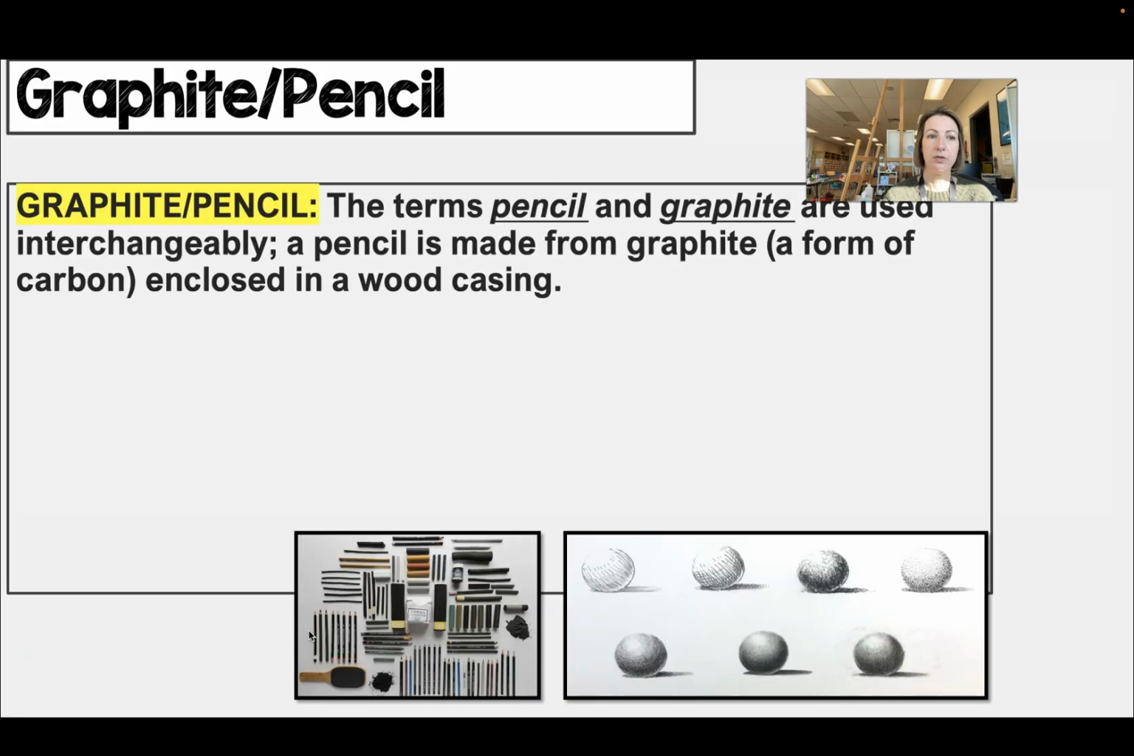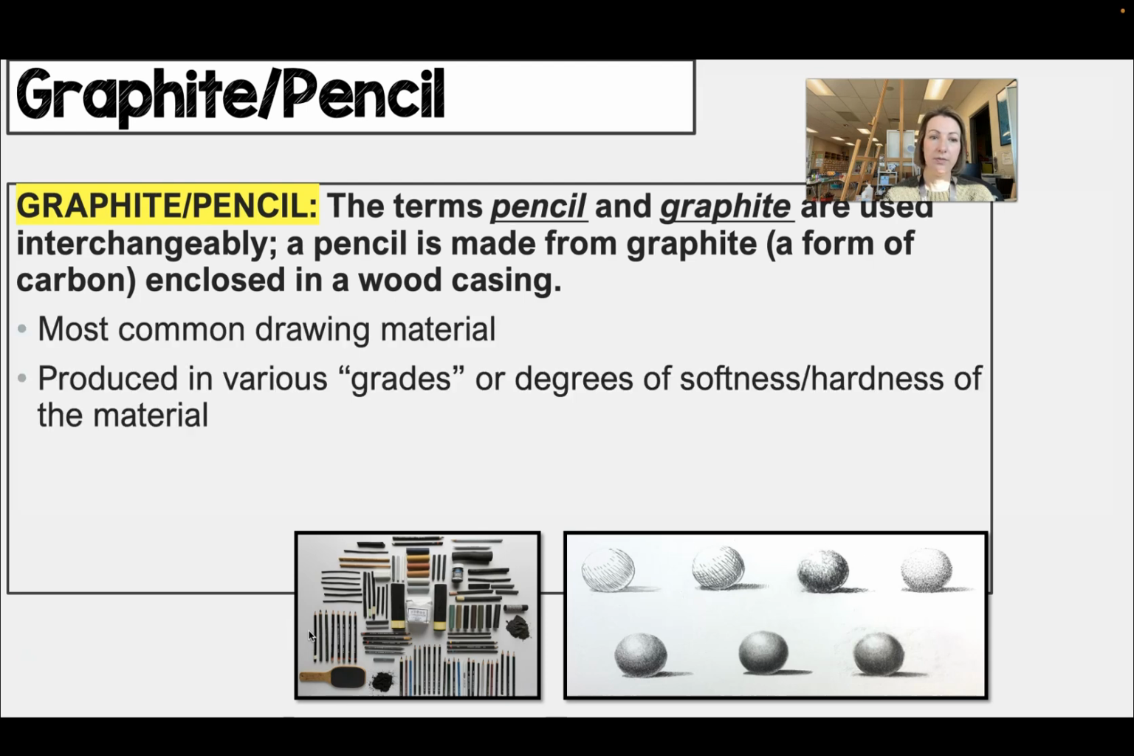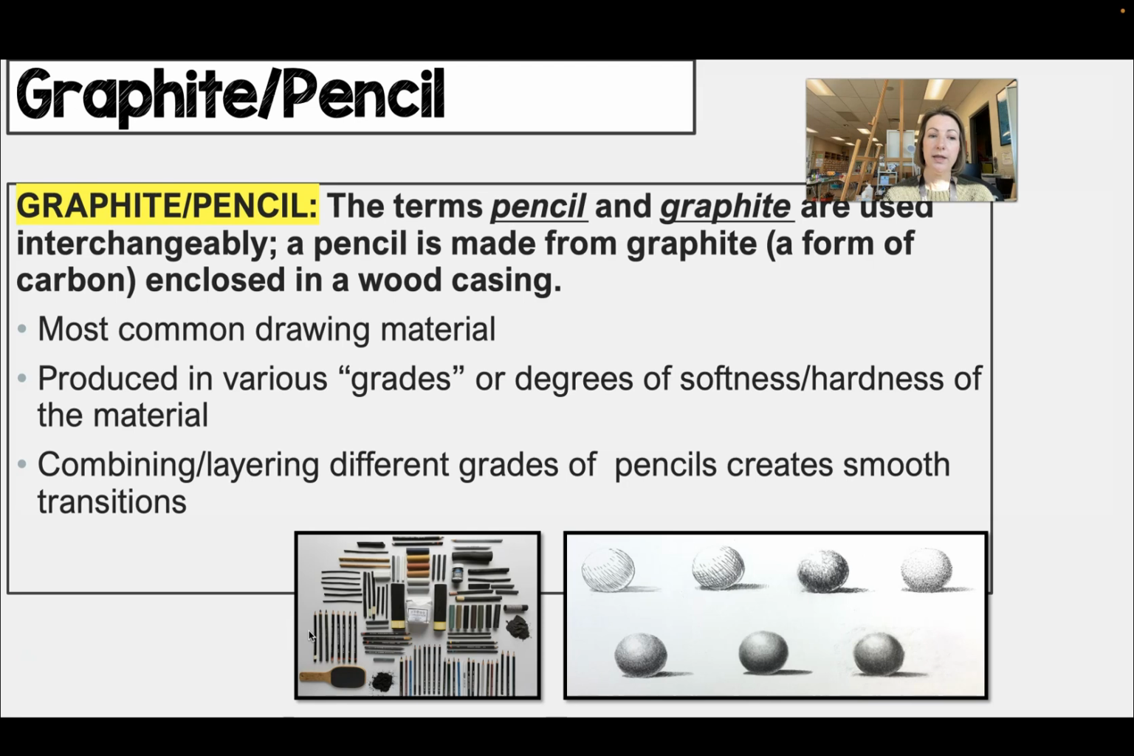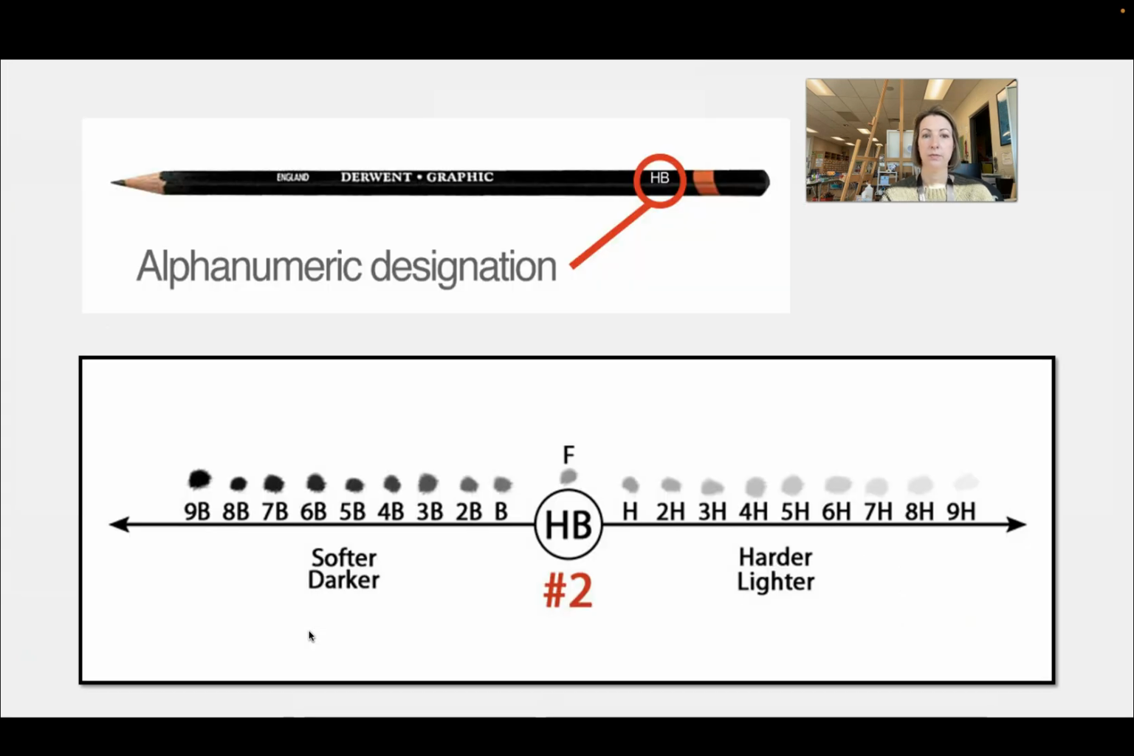So, graphite pencils. The terms pencil and graphite are used interchangeably. A pencil is made from graphite, which is a form of carbon enclosed in a wood casing. It is the most common drawing material. It is produced in various grades, or degrees of softness and hardness of the material. If you combine or layer these different grades of pencils, it creates really smooth transitions and a wide range of values.